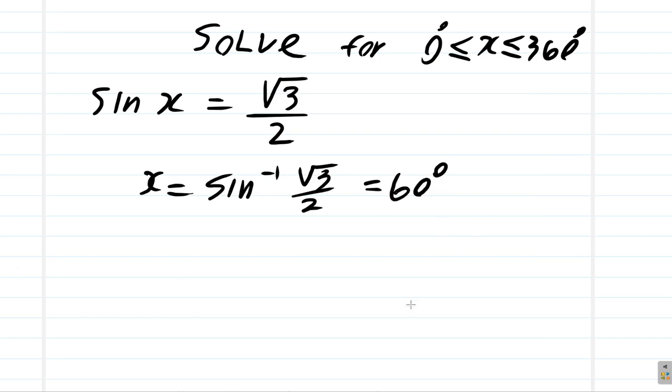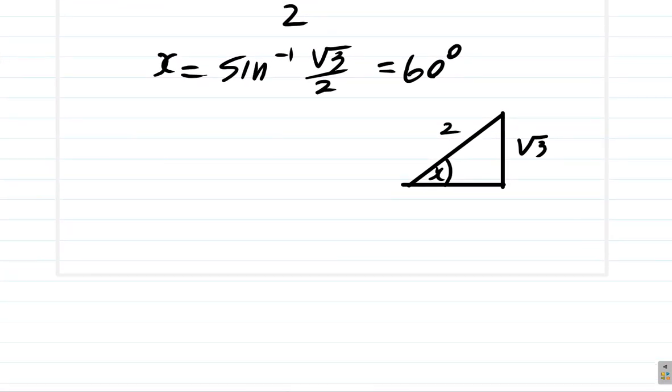So remember the triangle now. The triangle you're dealing with would be something like this. This is your angle x. Sine is opposite, square root of 3 over 2, right? Now, the thing is, you see that x is equal to 60 degrees.